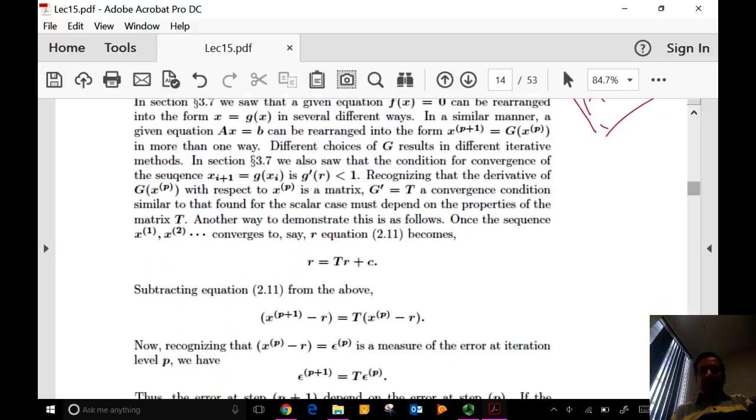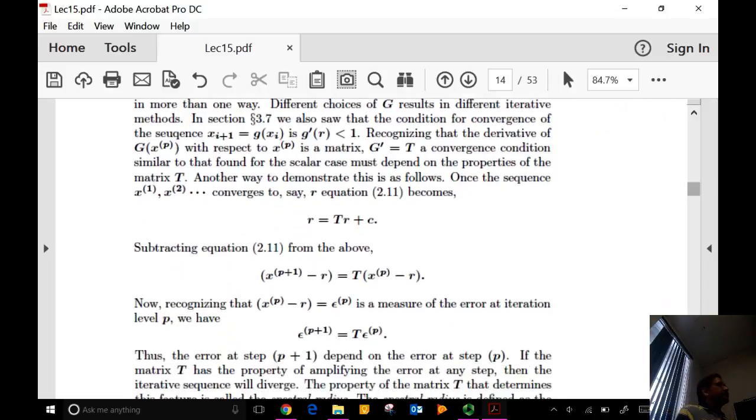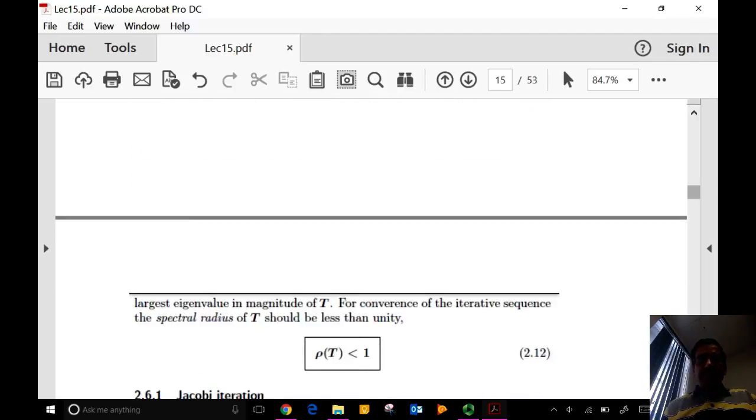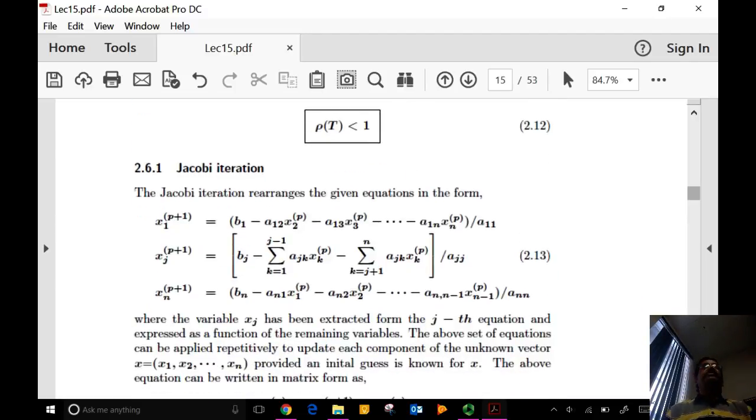Okay? So we do the error analysis very similarly. Once it has converged, r is equal to T of r plus C. So you subtract both sides from the same thing, and you get the error at p plus 1 that is T times the error at p. So for this mapping to go to 0, T must have its largest eigenvalue less than 1. Any questions?